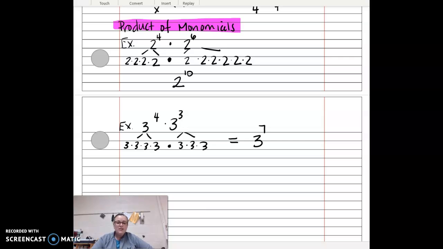So I'm hoping you notice that the base in both of these problems stayed the same. So maybe we can write that rule. When you're multiplying exponents, keep the base. But in this case, instead of writing out all of those 3's, I hope you notice you have 4 from the first one, 3 from the second one. All you had to do was add them together. So what we're going to do is add the exponents.